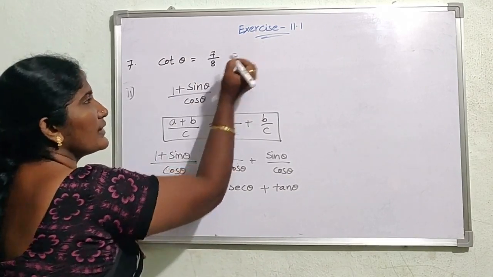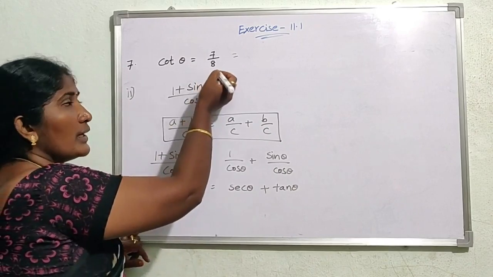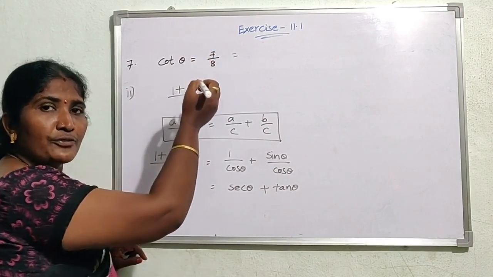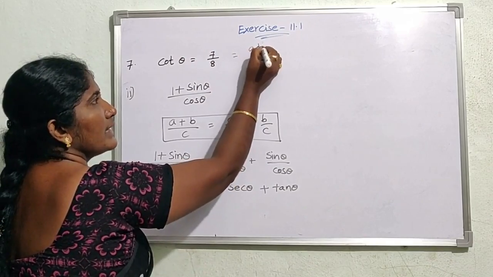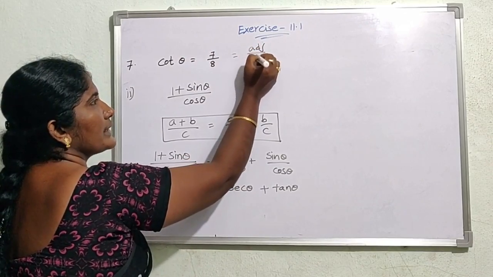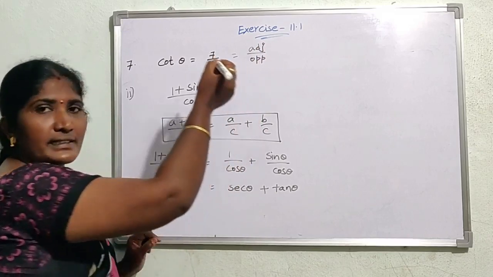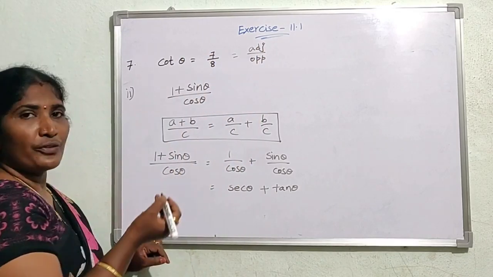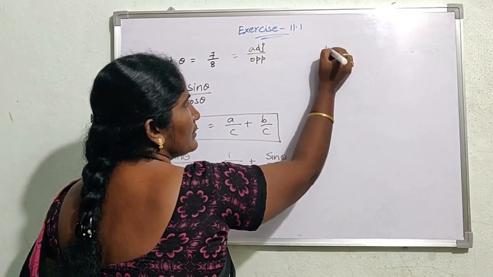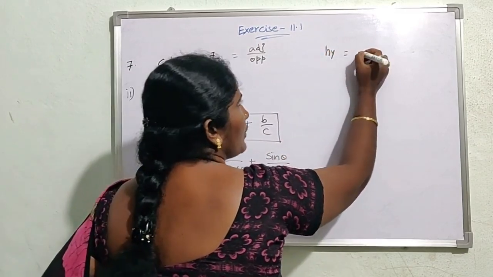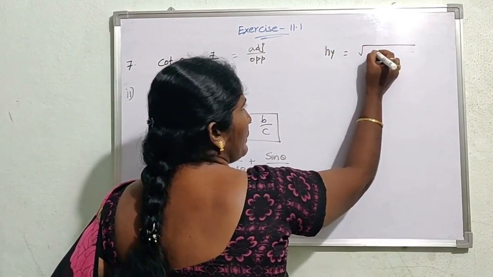Cot theta means what is the formula? Reciprocal of tan. What is the tan formula? Opposite by adjacent. Reciprocal means it is adjacent by opposite. Adjacent side, opposite side we know now. First we want to find out the hypotenuse. Hypotenuse is equal to root of side square plus side square.